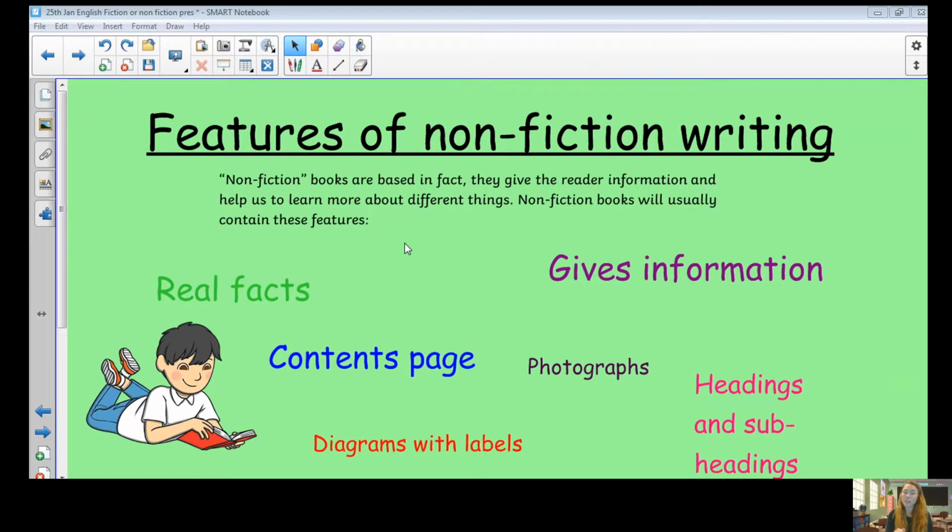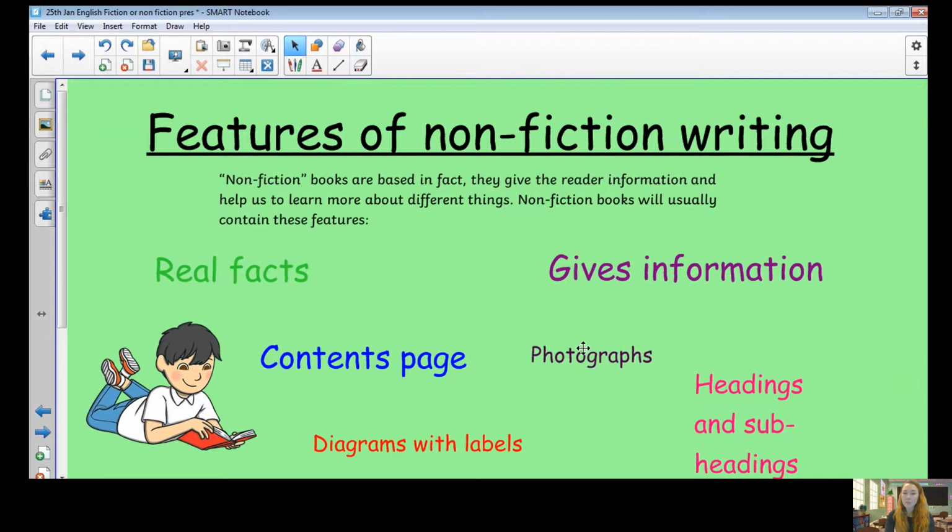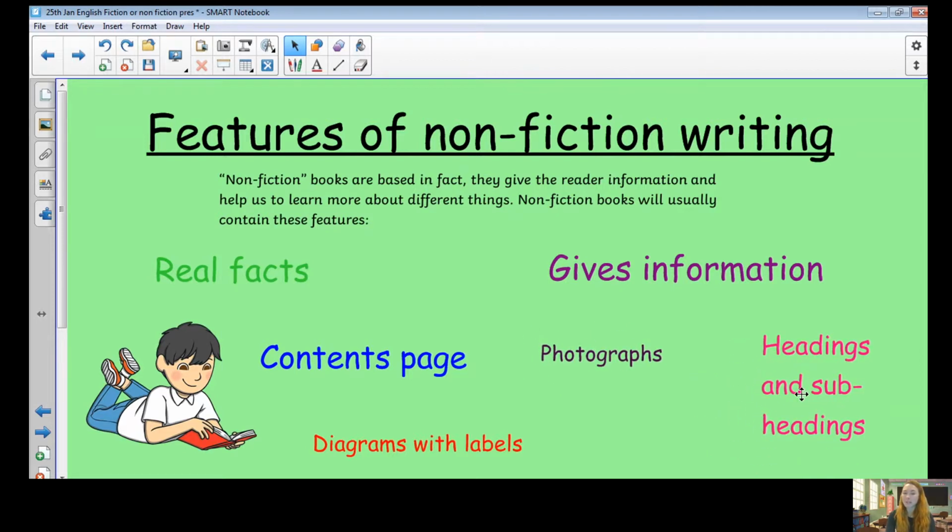Non-fiction books will usually contain some of these features, so read along with me. Real facts, they always give information. Sometimes they have a contents page, and hopefully you will have had a look at some of those yesterday or the day before. They normally have some photographs on. Sometimes they have headings and subheadings, or sometimes we call that a title. And sometimes they will have diagrams with labels.